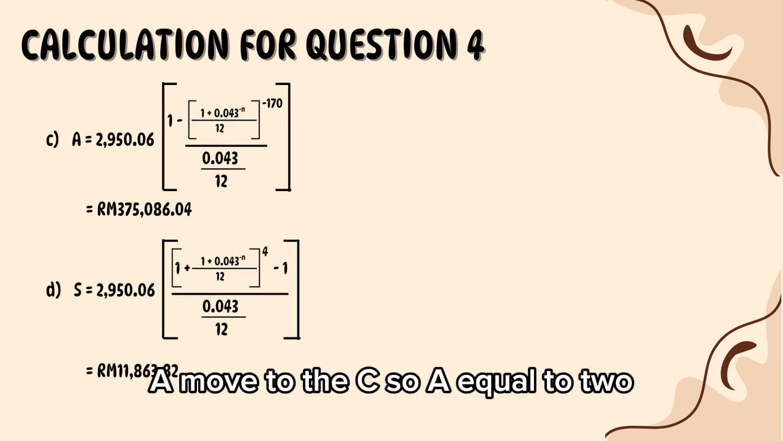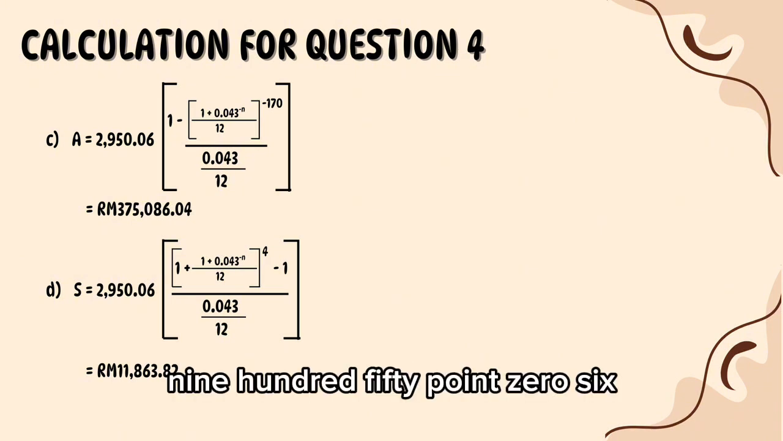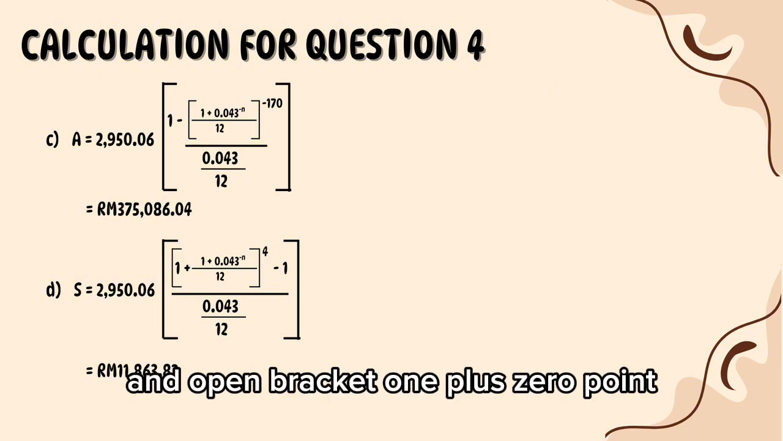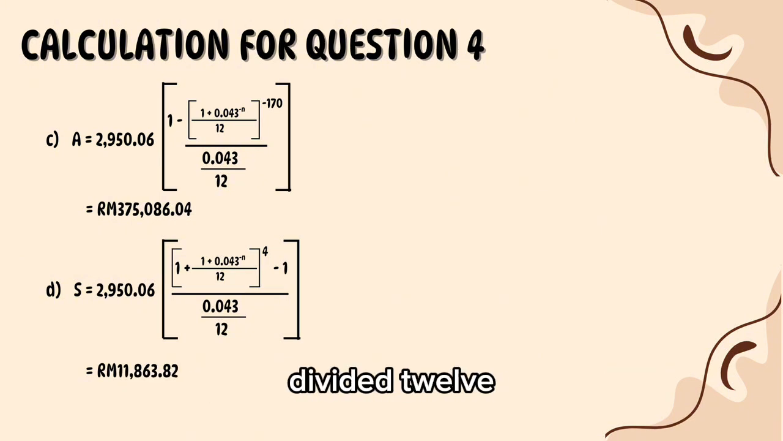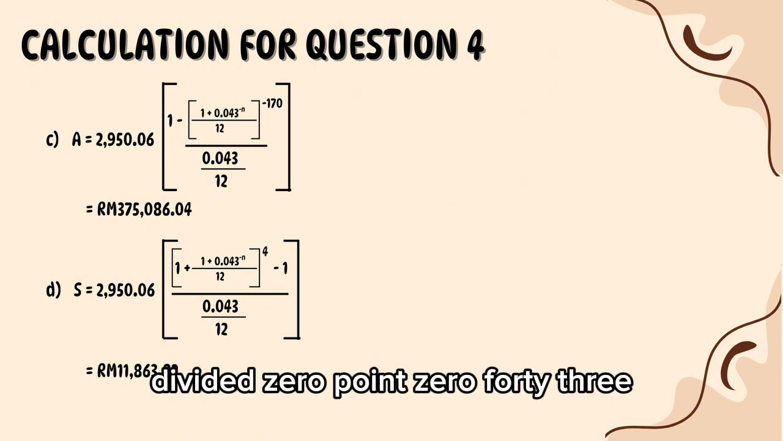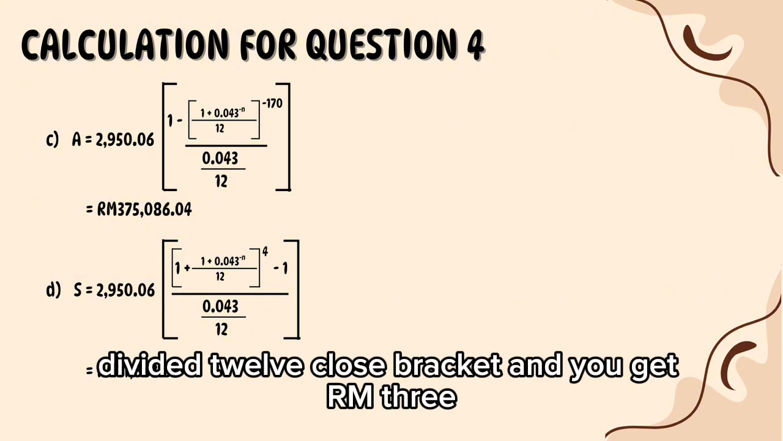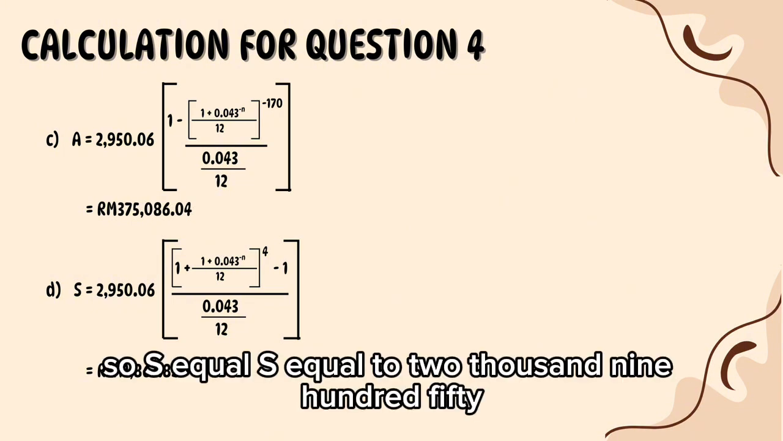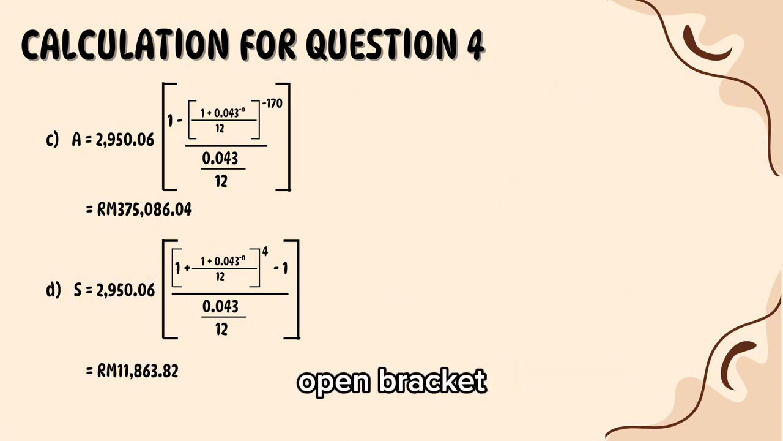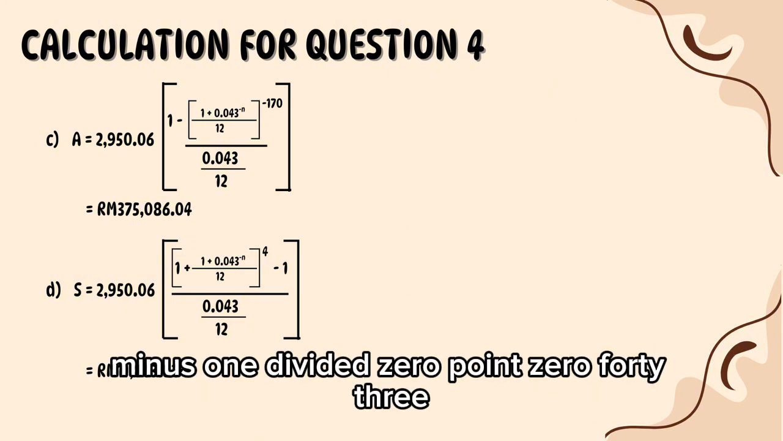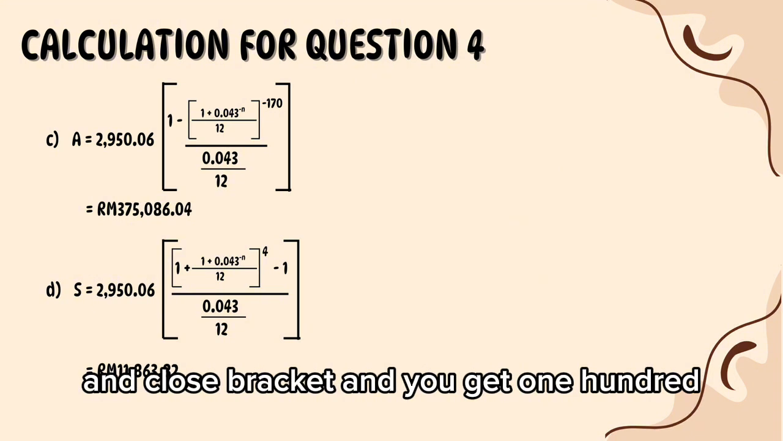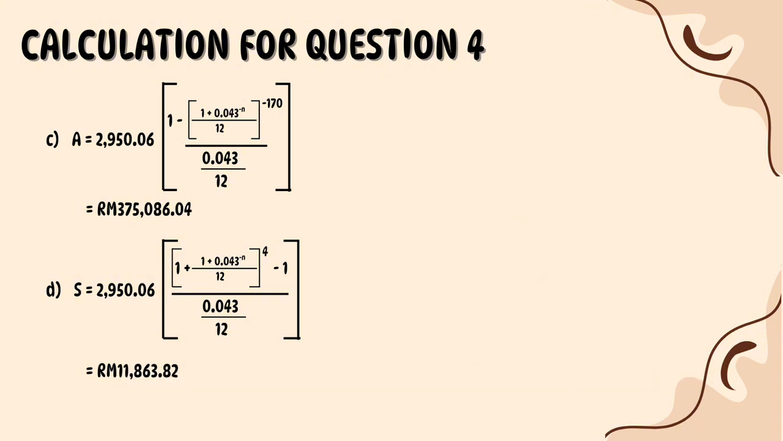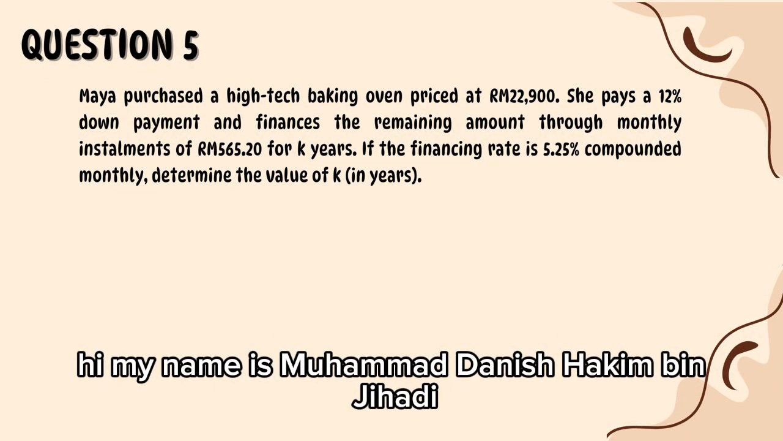So A equals 2,950.06 open bracket 1 minus open bracket 1 plus 0.043 divided by 12 close bracket to the negative power divided by 0.043 divided by 12 close bracket, and you get RM370,086.04. And move to D. S equals 2,950.06 open bracket 1 plus 0.043 divided by 12 close bracket to the power of n minus 1 divided by 0.043 divided by 12 close bracket, and you get 180,063.82 ringgit.